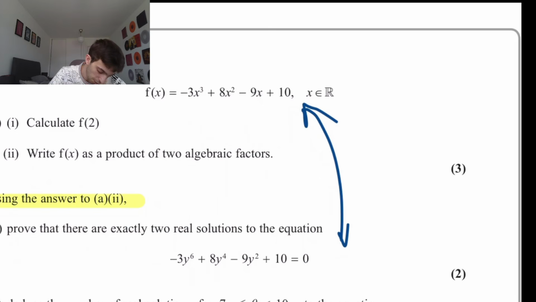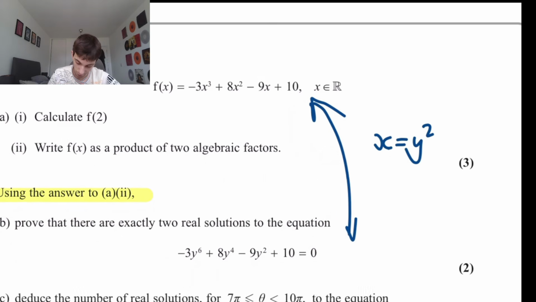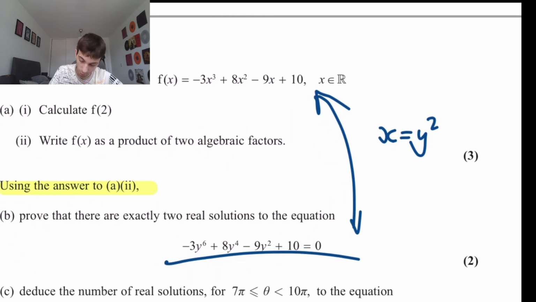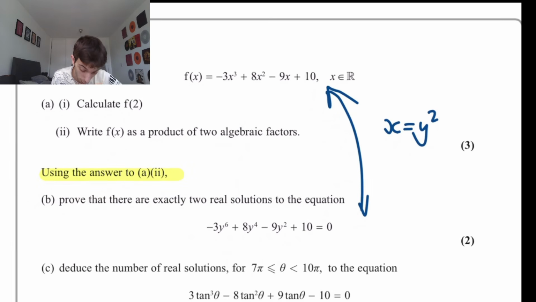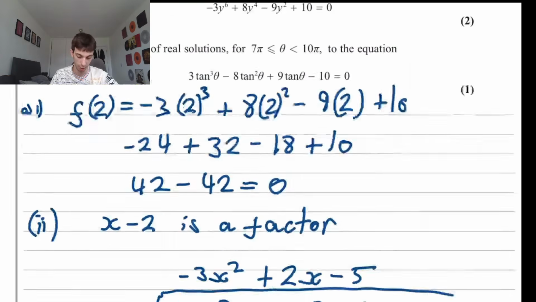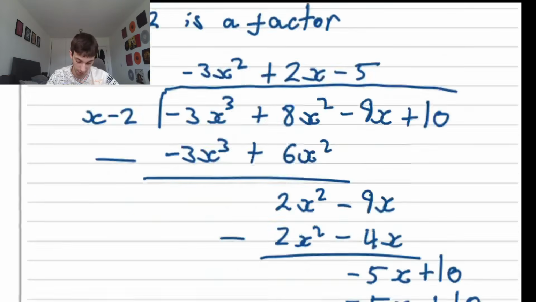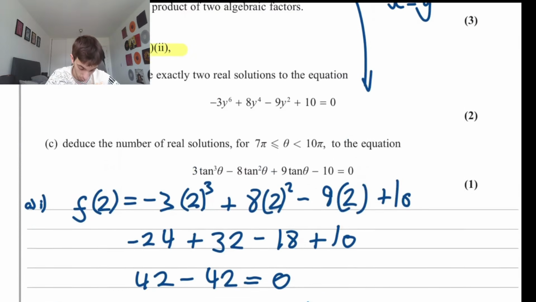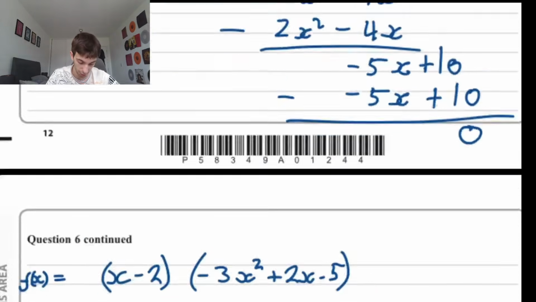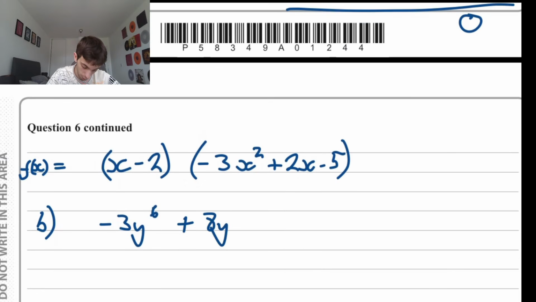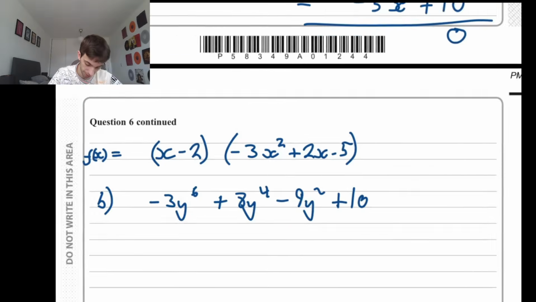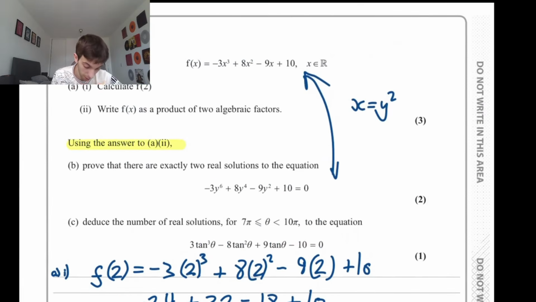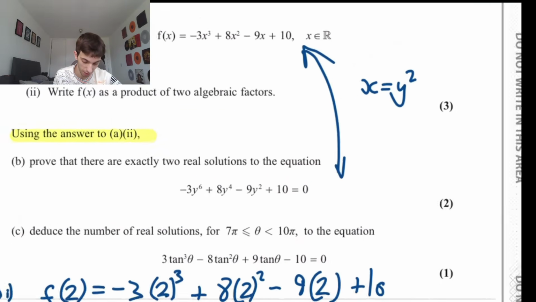Now we can see that if we make the substitution that x equals y squared, what we have in part B with these y's will be exactly equal to what we had in part A. Let's start with f of x. Let's write out what we currently have with y squared: minus 3y to the 6, plus 8y to the 4, minus 9y squared, and plus 10. Now we're going to make the substitution of x equals y squared.